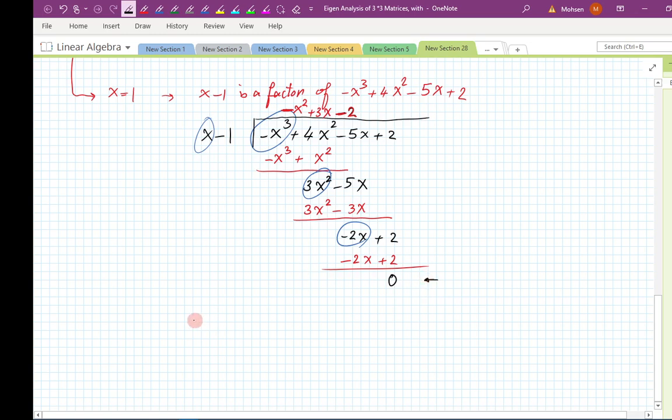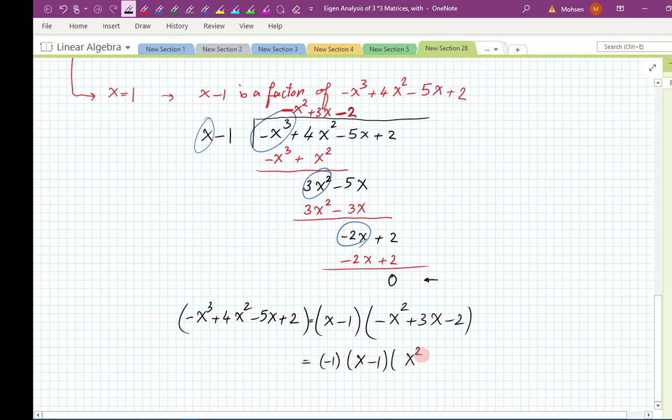So what does this mean? It means if you had minus x cubed plus 4x squared minus 5x plus 2, you could have factored it into x minus 1, and this is the quotient, minus x squared plus 3x minus 2. Let me go ahead and factor a minus out of this so it looks more familiar to you. So I put the minus out here, x minus 1.